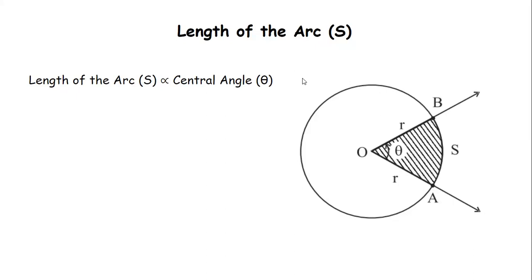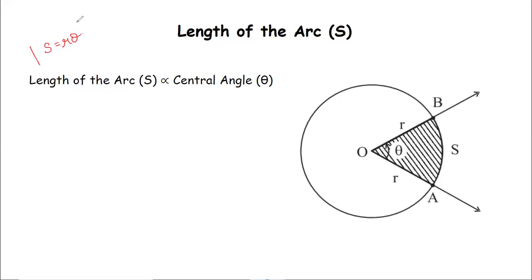In this particular lecture, we will be learning about the derivation of the formula for length of the arc. As we have seen previously, length of the arc is given by S equals R theta. And in this lecture, we will be understanding how this formula is derived.